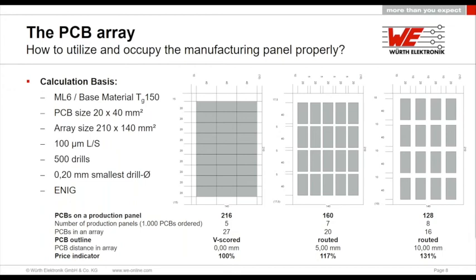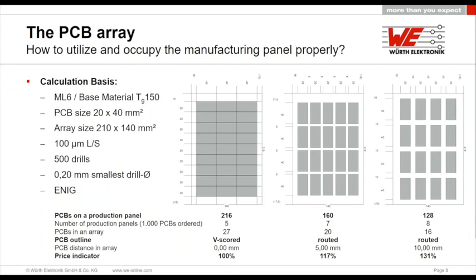So we go from 5 millimeter to 10 millimeter space in between the PCBs. We have fewer PCBs on a production panel, 128 only for that case, and the price rises by 31%. So you still get the same amount of PCBs, it's still 1,000 PCBs. But even between both build-ups, the routing with 5 millimeter and the routing with 10 millimeter, the difference is 14%.